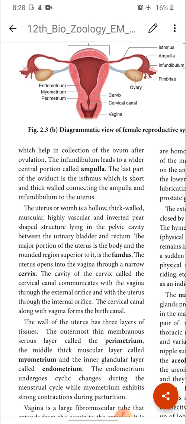Next, the ampulla leads to a short and thicker region called the isthmus. The isthmus connects the infundibulum and ampulla with the uterus. That's all about it, children. Next we will come to the uterus.